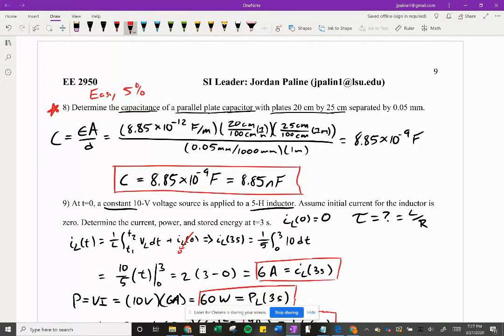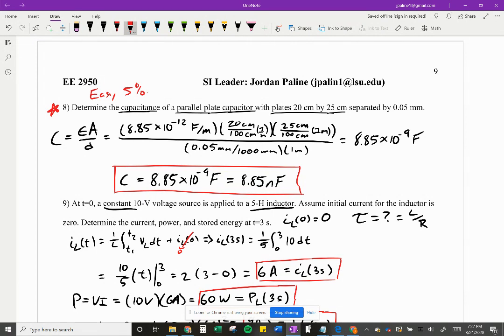This one here, put another star by it. This is an easy 5% if they give it to you on your exam. This is the one that I had you make note of on the formula sheet.